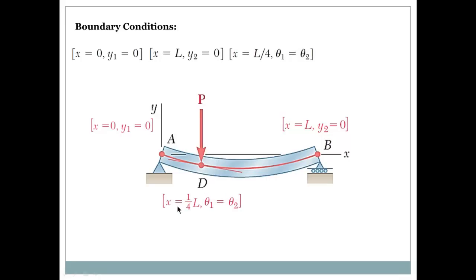At point D, which is x equals 1/4 L, the slope from the first equation should equal the slope from the second equation. Why? Because it's a continuous line. And at the same point D, the deflection at point D, either you calculate it from this equation or from the other equation, is supposed to be the same. So now I have 4 boundary conditions.